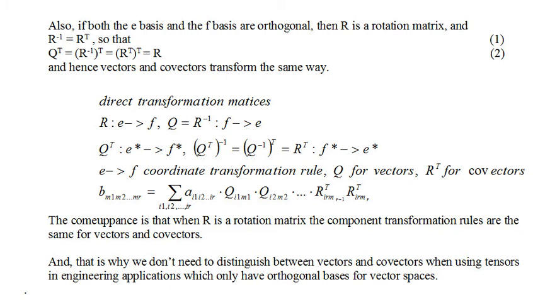The comeuppance is that when R is a rotation matrix, the component transformation rules are the same for vectors and covectors. And that is why we don't need to distinguish between vectors and covectors when using tensors in engineering applications which only have orthogonal bases for vector spaces.